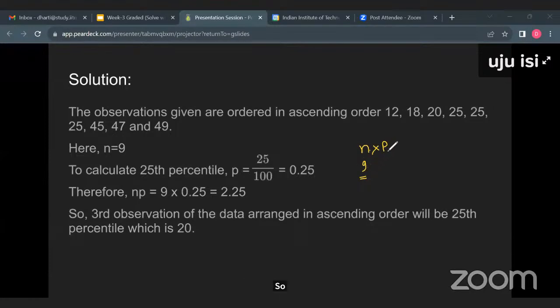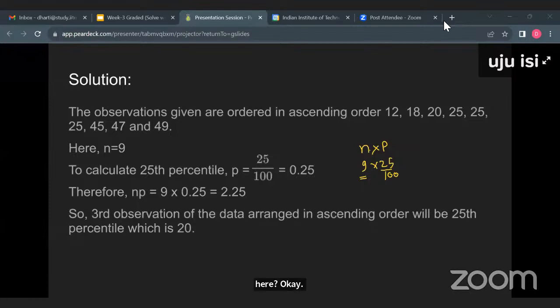So n is the total number of observations, which is 9, multiplied by p. What is p? The 25th percentile. So we will multiply it by 25 divided by 100, which is 0.25. Is it clear, your doubt? Yeah, ma'am. Okay, so we'll move on.